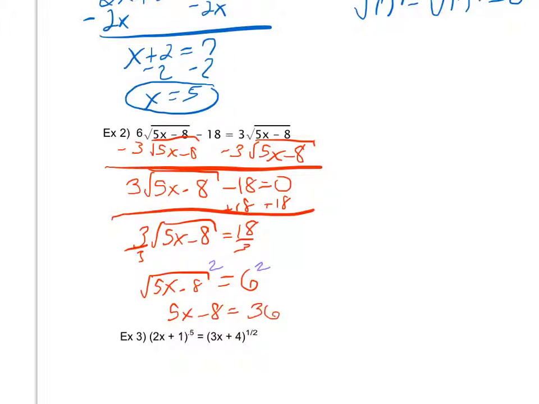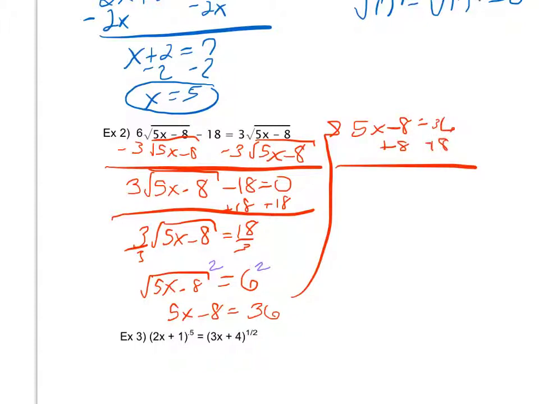So then from here I can add 8 to both sides, and I'm going to need a little more room, so I'm going to come up here, and I'll have 5x minus 8 equals 36, so plus 8, leaving me with 5x equals 44. I divide by 5, and I get x equals 44/5.